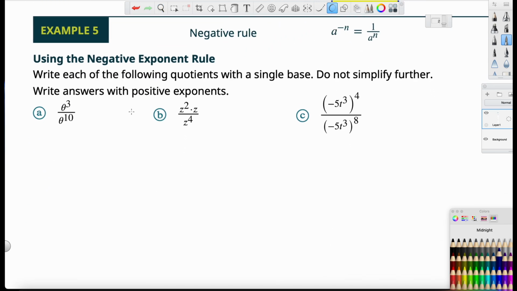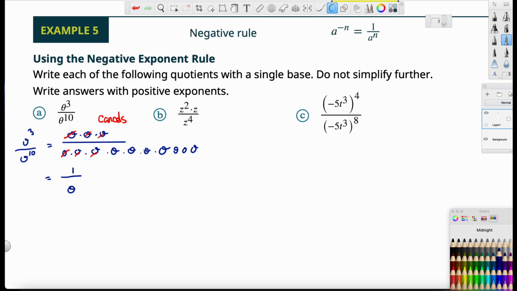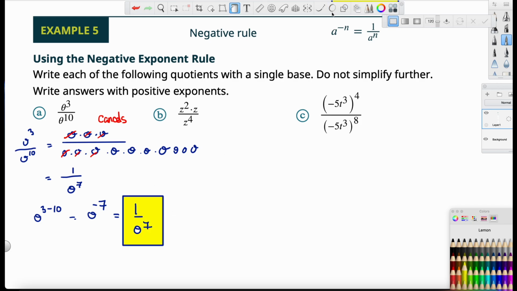Okay, so let's take a look at negative exponents. Our negative exponent rule is a to the negative n equals 1 over a to the positive n. In all these examples, when we use the quotient rule, we'll get a negative exponent. As you can see, when I expand theta to the third over theta to the 10th, we get 1 over theta to the 7th when we cancel. So the quicker way is just to use the quotient rule, get our negative exponent, and then flip it into the denominator to make it positive. We're going to see this with the next two examples.